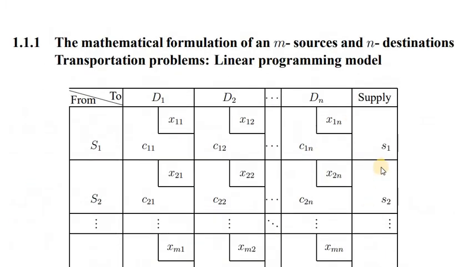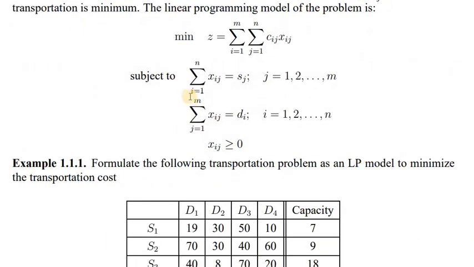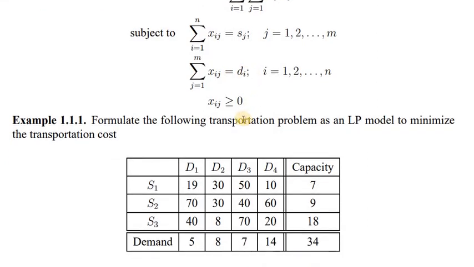Here the supply constraints are that S1 can supply at most S1, and S2 can supply at most S2. That is known as the supply constraint. The supply constraint is that the summation of Xij should not exceed Si, and the demand constraint is that the sum of Xij should not exceed Dj, or in other words they should be the same.